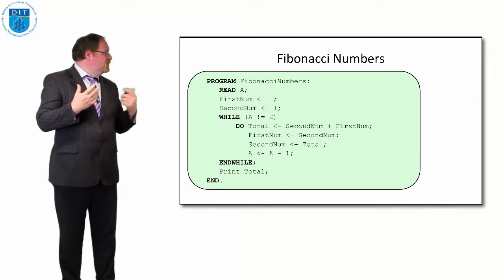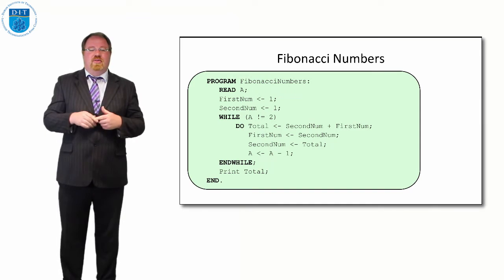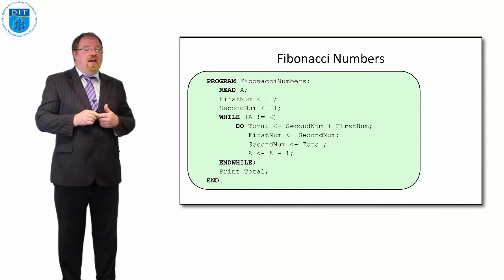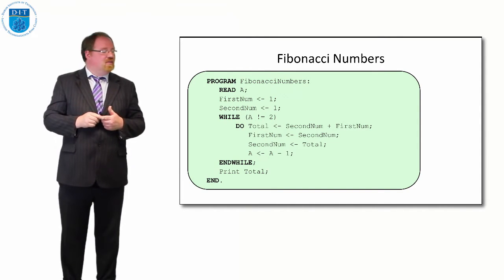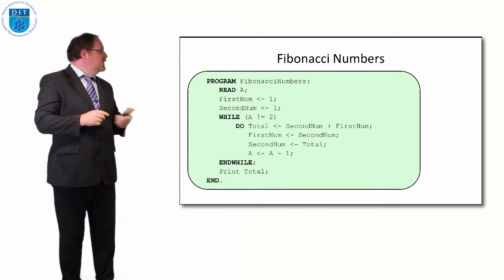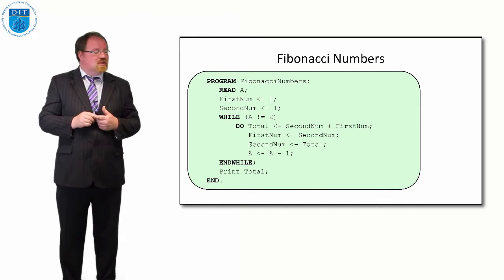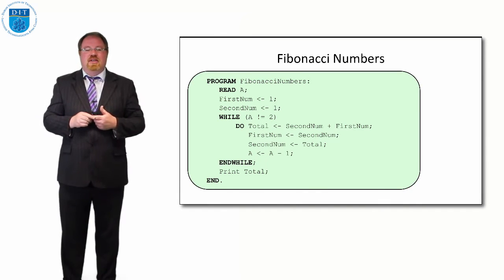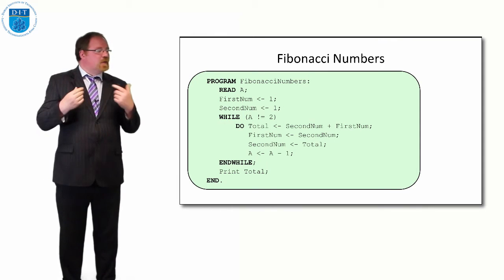So the Fibonacci number sequence simply works as follows. We call the program Fibonacci Number, colon. If I want to know the 10th number in the Fibonacci sequence or the 50th number in the sequence, we'll ask the user to type in what number in the sequence do you want to know. If they type in number 10, we read in that as A. So the number in the sequence we want to find out is the number A.